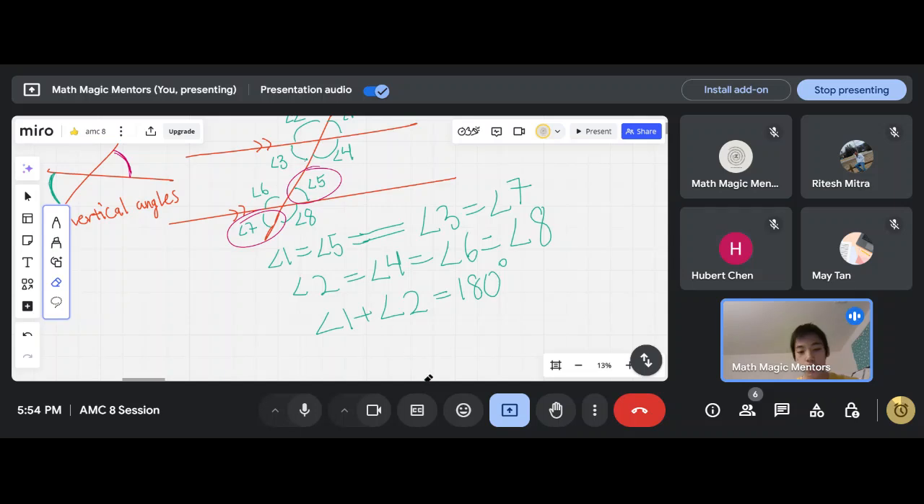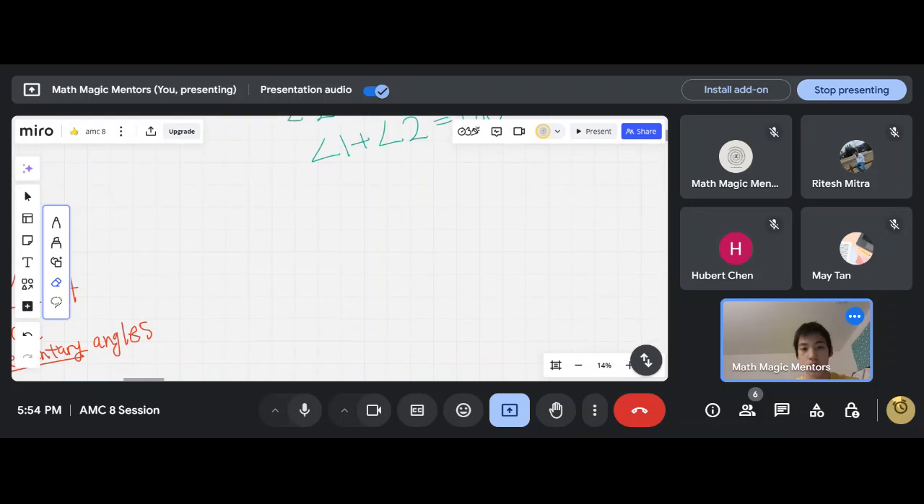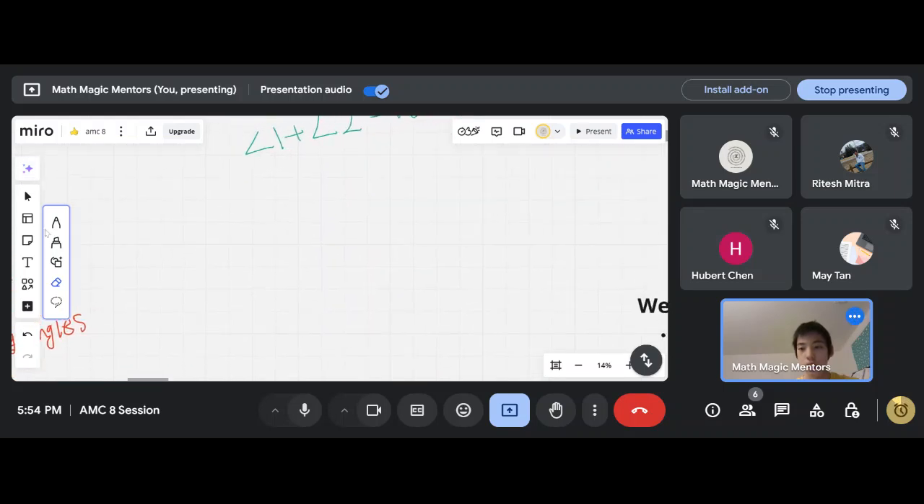Since I'm not going to have much time for theory, actually, you know what? I'm just going to quickly cover triangles. And so triangles, I think you all know what a triangle is. So I'm just going to introduce the different types of triangles.